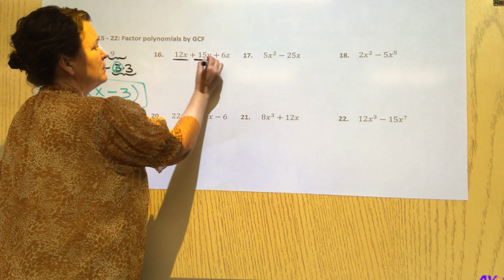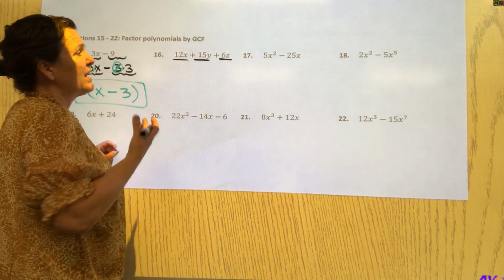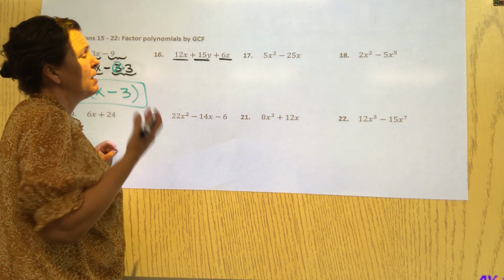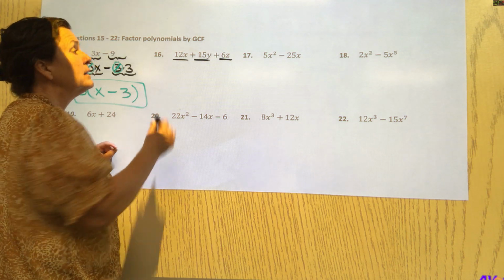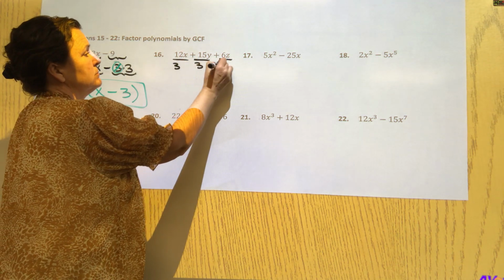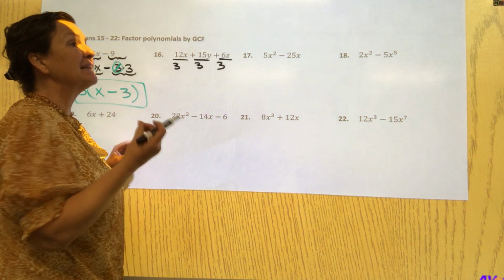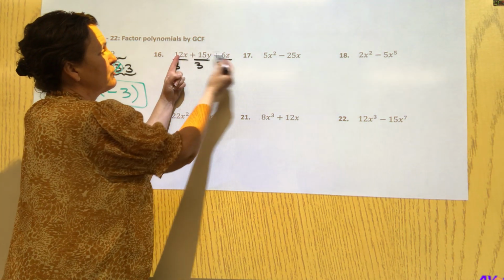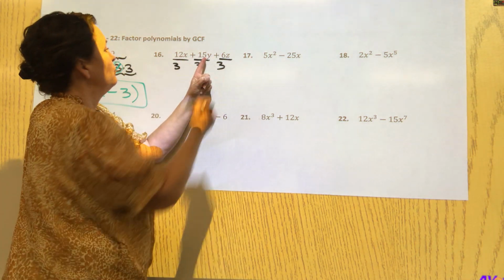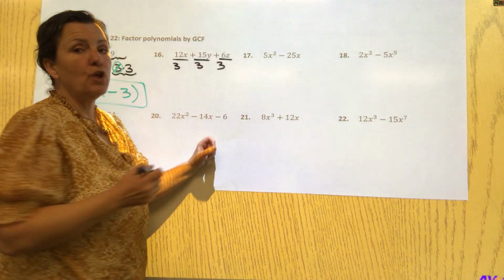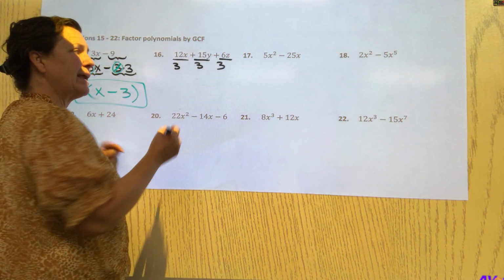Next, what's the greatest thing that I can factor out of 12x, 15y, and 6z? That is a 3. Do all 3 have the same letter I can take out? Do all have an x? No. Do all of them have a y? No. Do all of them have a z? No. They don't have that in common, so I can't take it out.